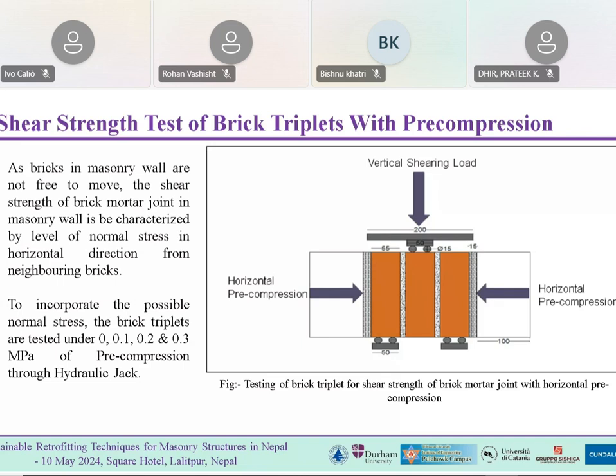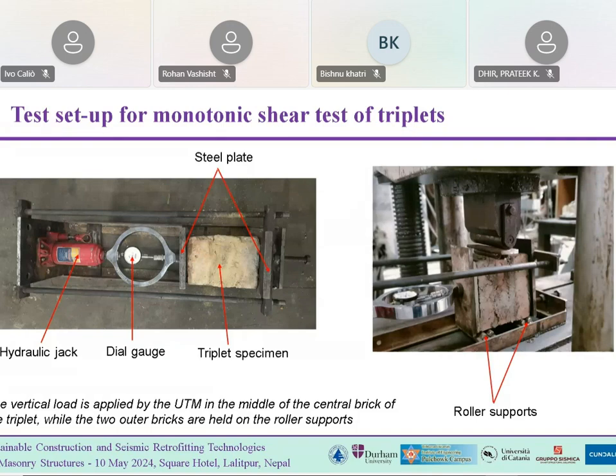First we apply the pre-compression load, and then the vertical shearing load is applied by the UTM machine. So this is a schematic diagram. I'll show you the test setup. This is the test setup which has been specifically made for monotonic shear test of the triplets. It was designed and made with the help of Dr. Pratik Kumar Dheer, and we fabricated it in the workshop. So you can see the components of the shear frame.